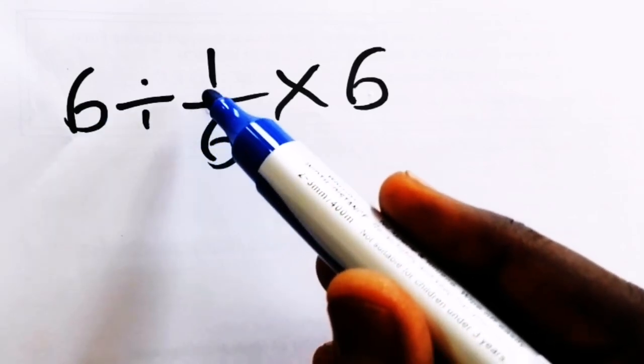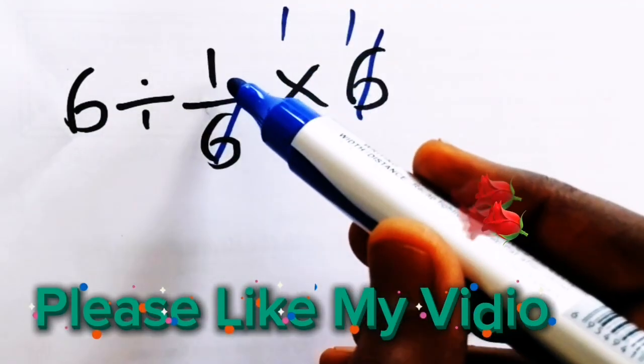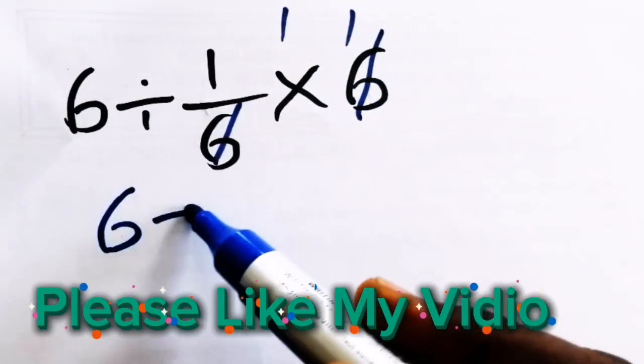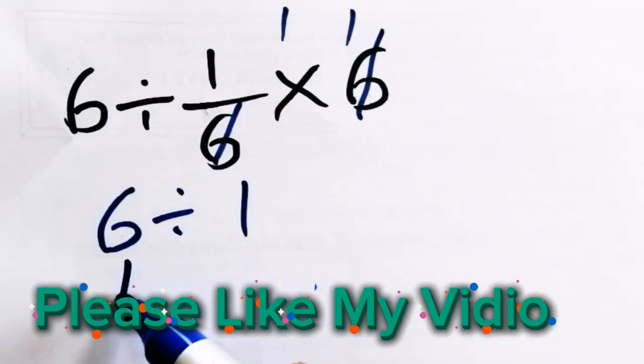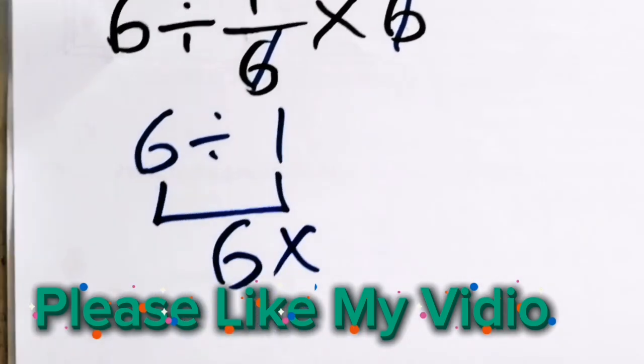6 divided by 1 over 6 times 6. Then 6 by 6 is 1, 6 by 6 is 1. 1 times 1 equals 1. Then 6 divided by 1 equals 6. But this answer is not correct.